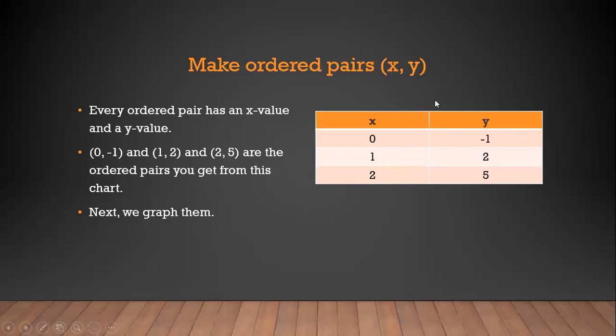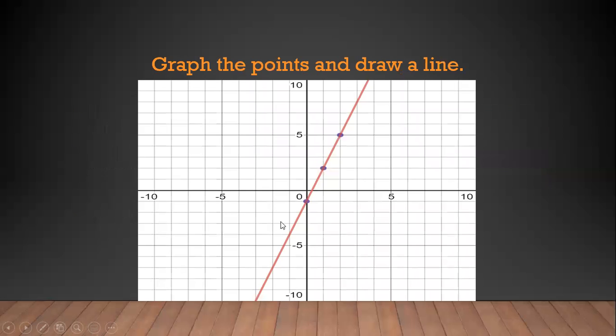Now let's graph these ordered pairs. All right, so 0, -1, we said it was down here. It's on the y-axis. We know that because the x value is 0. Then we go over 1. So start at the origin. We go over 1, up 2. That gives us 1, 2. We go over 2, up 5. Gives us 2, 5. We have graphed the points. We draw a line in between them. If we need to, we get a ruler so that we can make our line straight.